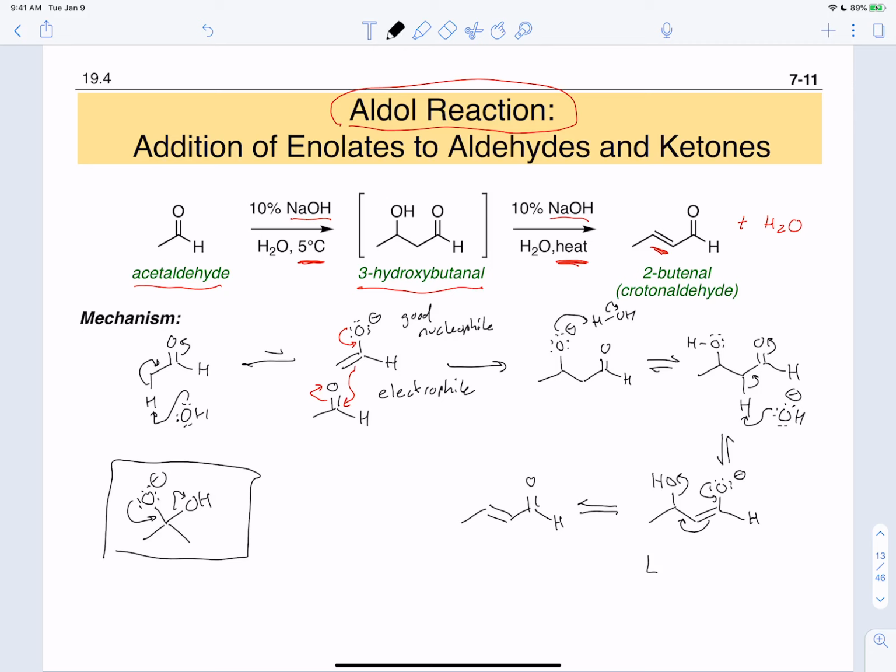So technically this is a variant of an E1 elimination. It's called an E1CB. So CB stands for conjugate base. So it is eliminating from the conjugate base of the aldehyde. And so again, this is not a concerted reaction. You don't deprotonate and eliminate all at once. It does go through an intermediate enolate that then eliminates the hydroxide.